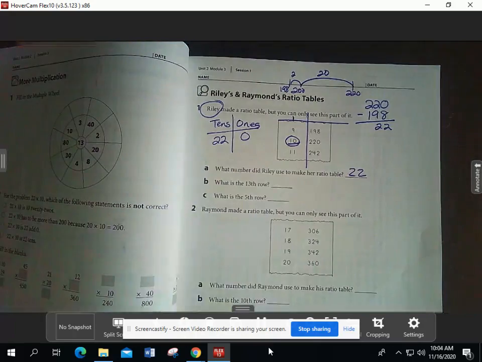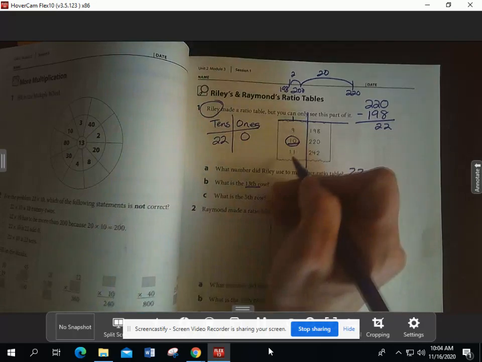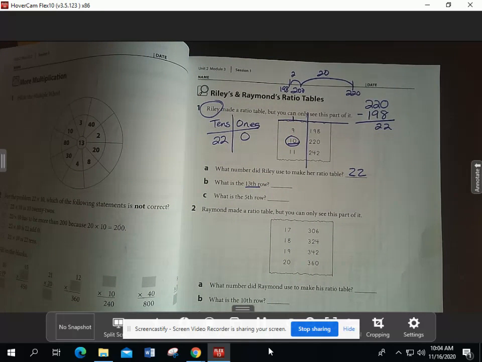Uh-oh. Now we have to figure out what's in the 13th row. How do we figure that out? What do we do here? We're on 11. They don't tell us what 13 is. What do we do? Right now I want you to work on your table groups. See if you can figure this out. I'm going to pause the video.